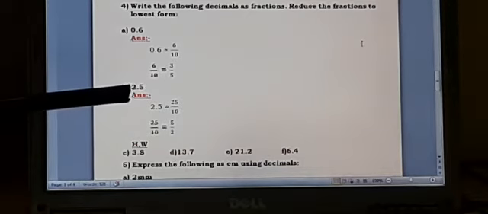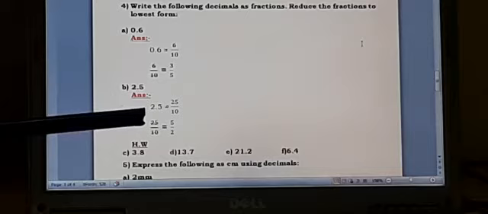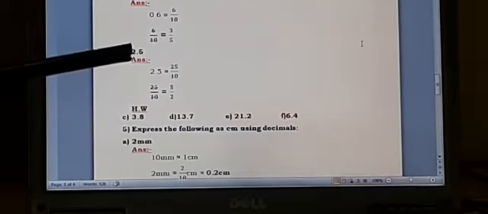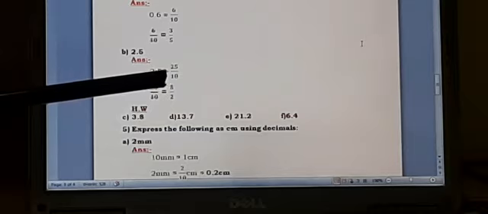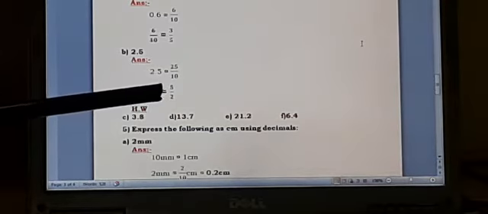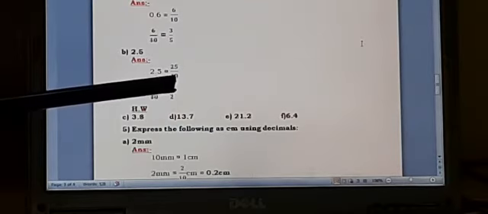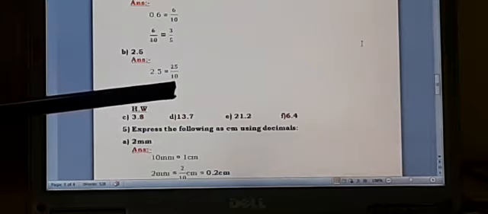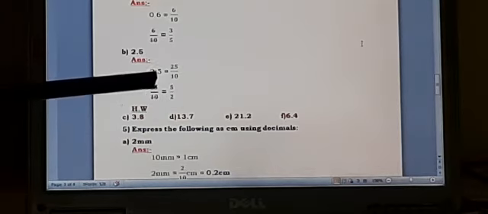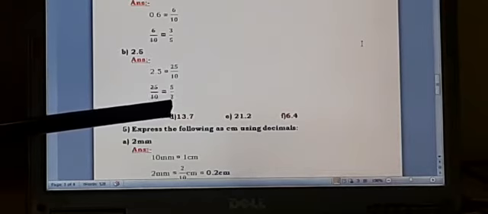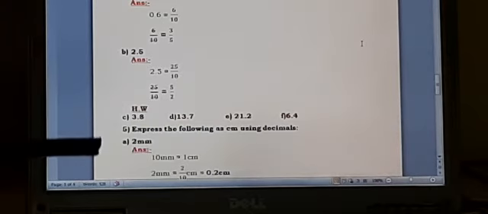Next, 2.5. Convert 2.5 into a fraction. After the decimal point, one digit is there. According to the digits, we have to make the denominator. So 25 by 10 as a fraction. After we simplify, we'll get the answer 5 by 2.